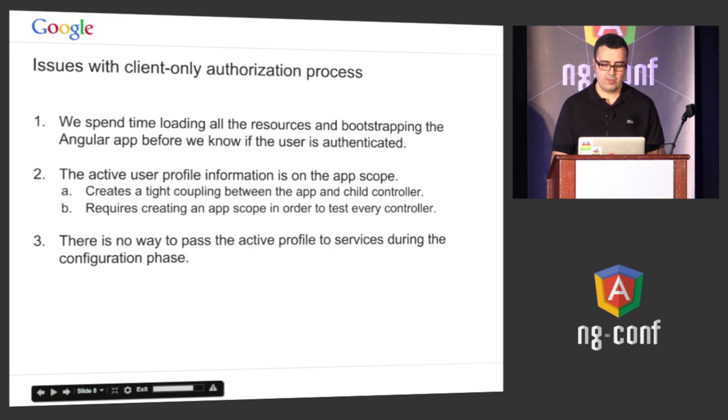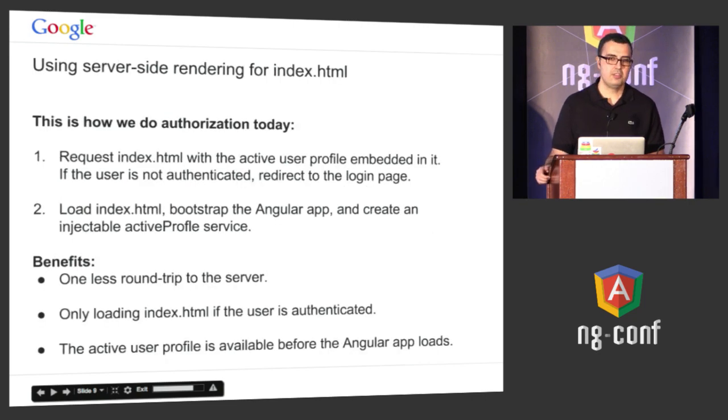So the solution we came up with is basically using server-side rendering only for the index.html page. And obviously, you could do server-side rendering in many, many ways. You could do it with Node and Jade if you want to use that for templating, or you can use App Engine, or we use Clojure templates.